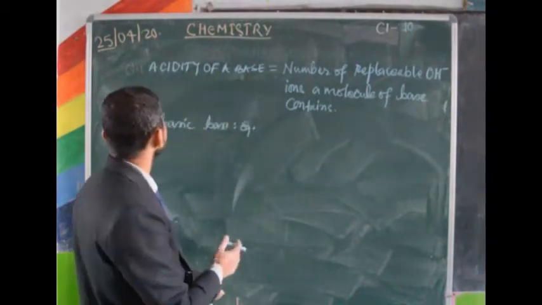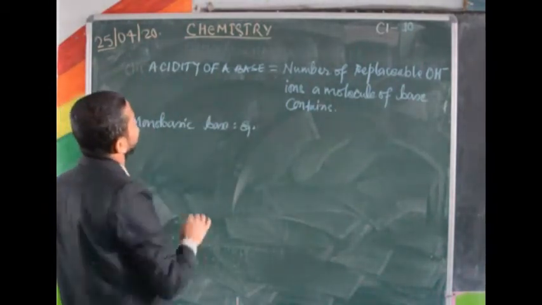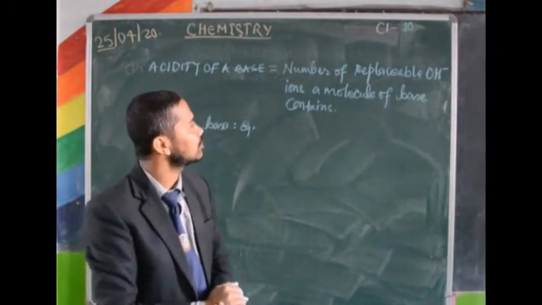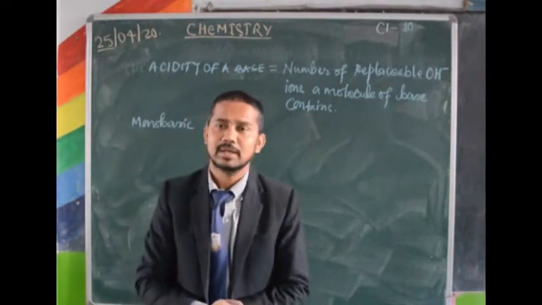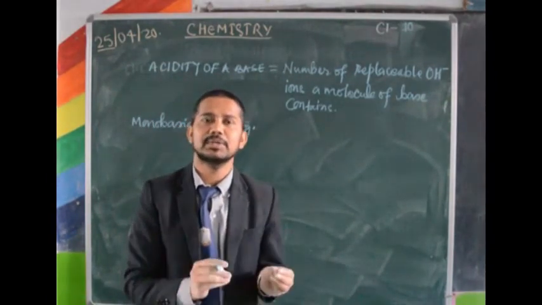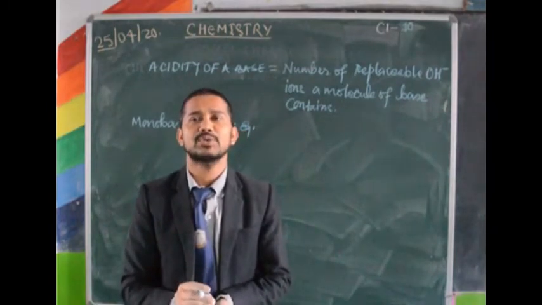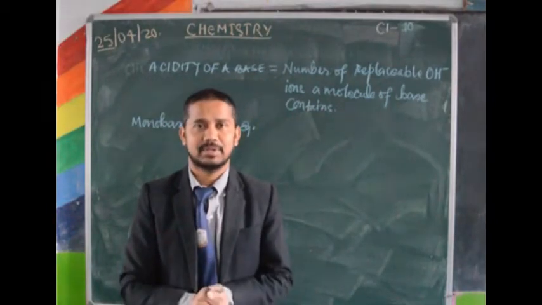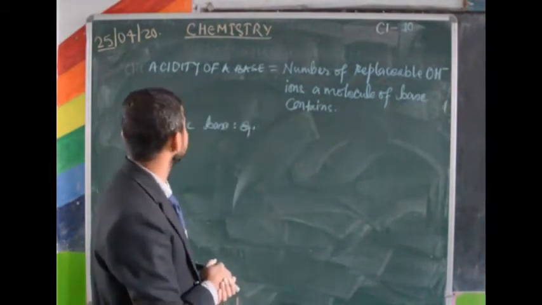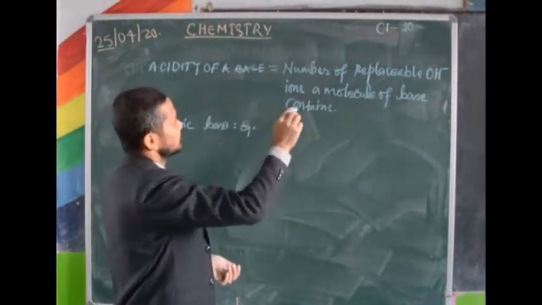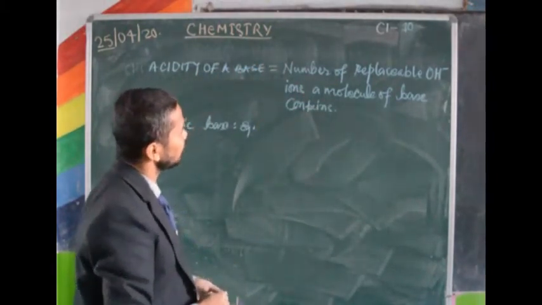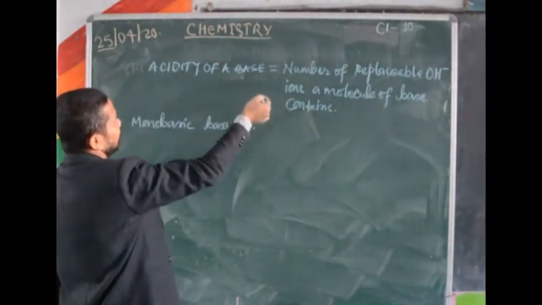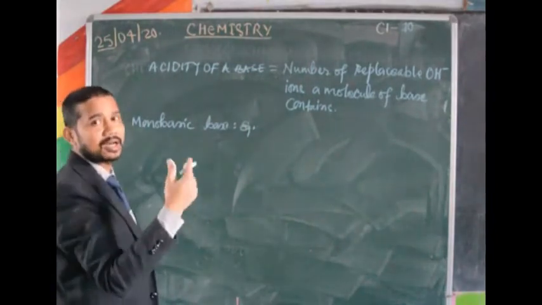Now I'm going to talk about the acidity of a base. So what is the acidity of a base? It is the number of replaceable hydroxyl ions or molecules of base contains. That means when a base is dissolved in water, how many hydroxyl ions one molecule of the particular base gives, that is its acidity. Now, on the basis of acidity, bases are of different types.